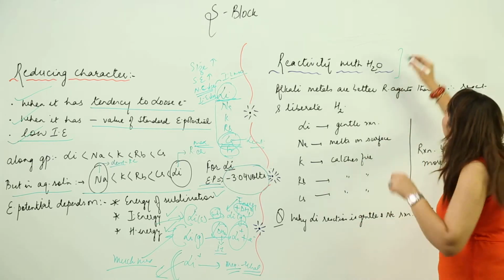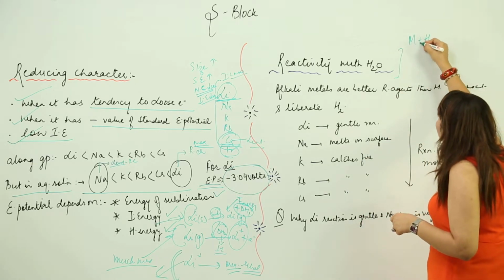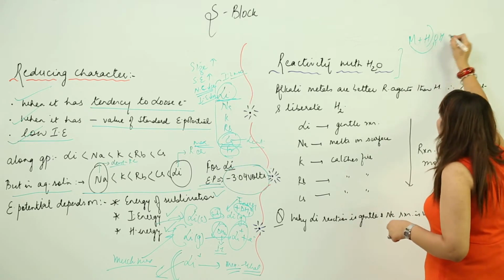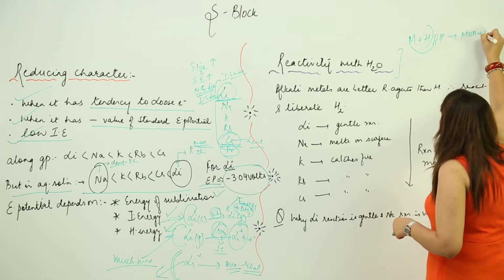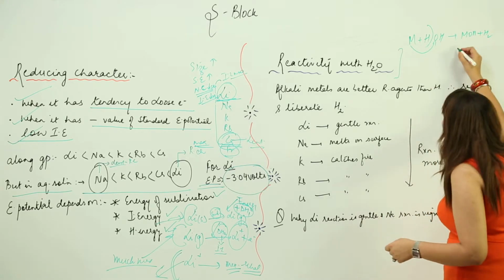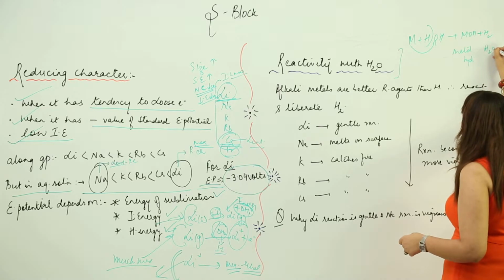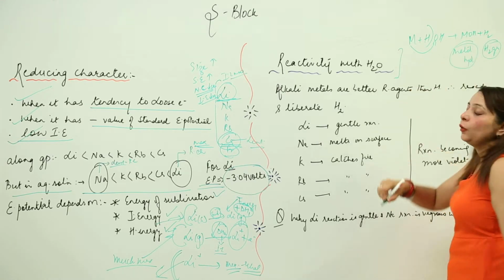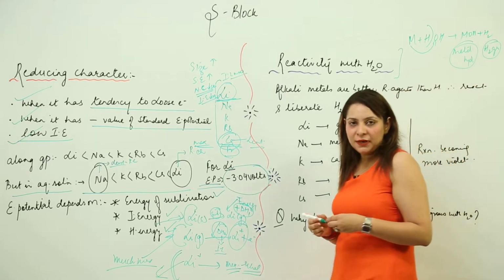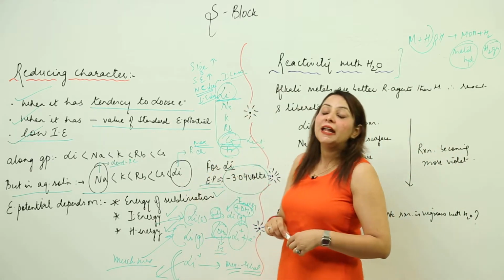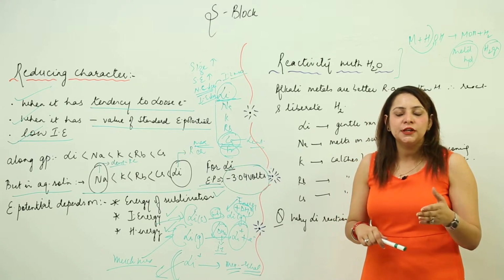So we know that if any metal wants to react with water, it has to reduce hydrogen, and as a result we will get metal hydroxide and hydrogen gas. Now the question is: do alkali metals react with water or not? Yes, they do, because they are very reactive and they are powerful reducing agents as compared to hydrogen.